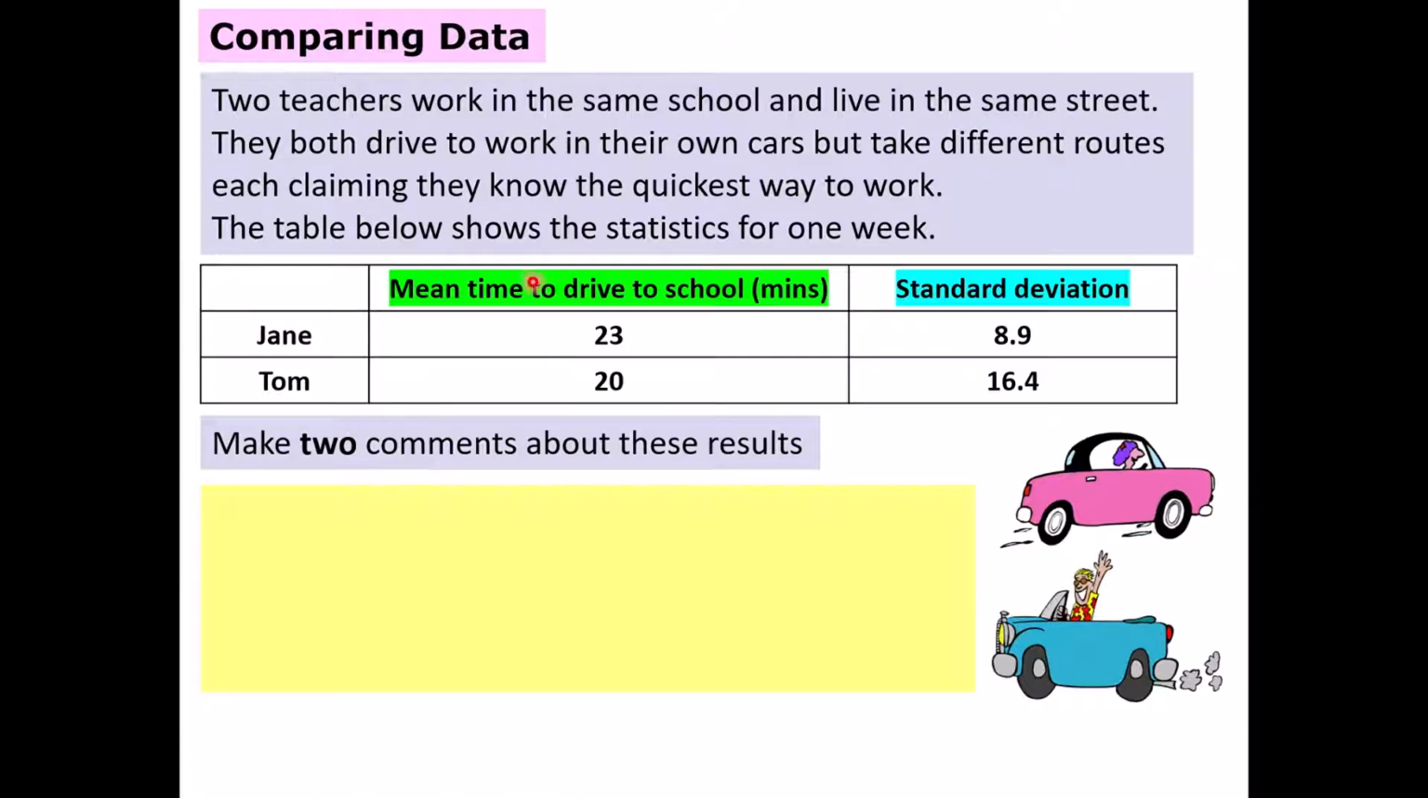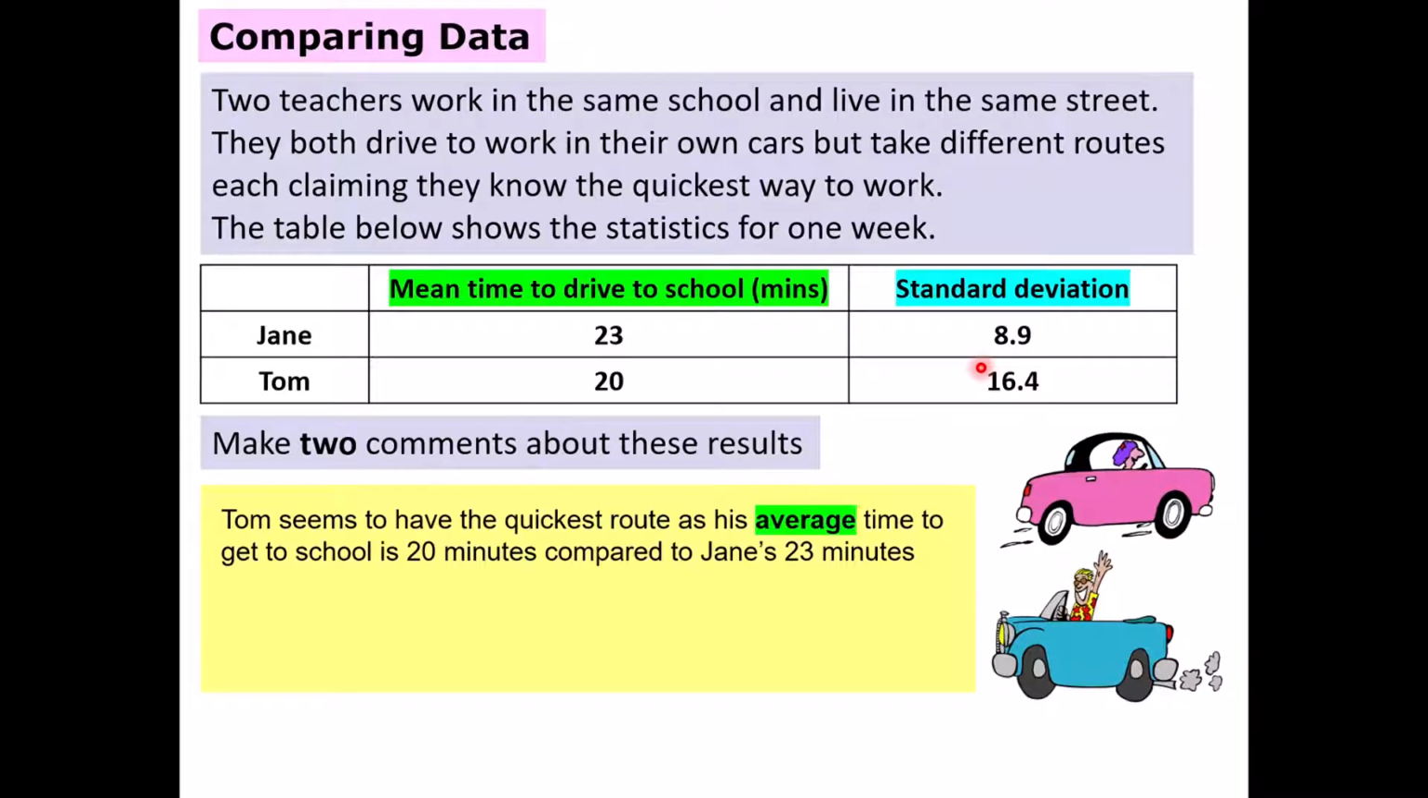We're first going to comment about the mean. So Jane, her mean or average time to drive to school is 23 minutes and the standard deviation is 8.9. For Tom, the mean is 20 minutes and the standard deviation is 16.4. So the comment that we're going to make firstly about the mean is that Tom seems to have the quickest route as his average time to get to school is 20 minutes compared to Jane's 23. So we're changing the word mean to average and saying his average time is 20 minutes compared to Jane's 23, and therefore he has the quickest route.